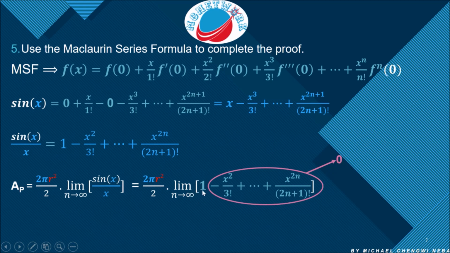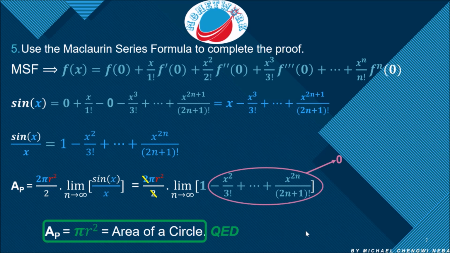And we will be left only with the constant 1. And the limit of a constant does not change that constant. So the limit of 1 as n tends to infinity, or as x tends to 0, is still equal to 1. At this stage, the whole of this expression tends to 1, like in the previous slide. Then we are left with 2 pi r squared over 2. You discover that we have 2 at the numerator and 2 at the denominator, so they are going to cancel out, and our final expression will be pi r squared, which is actually the area of a circle that is required.